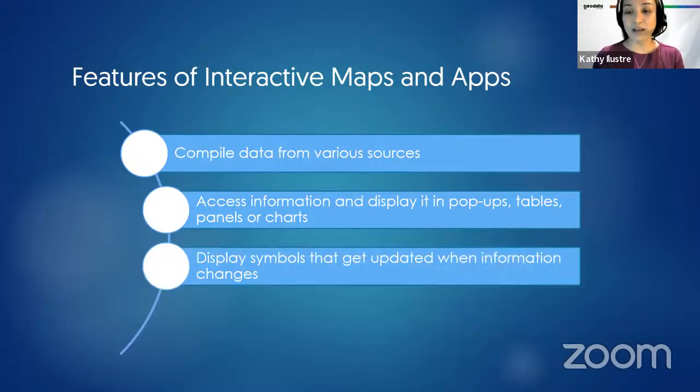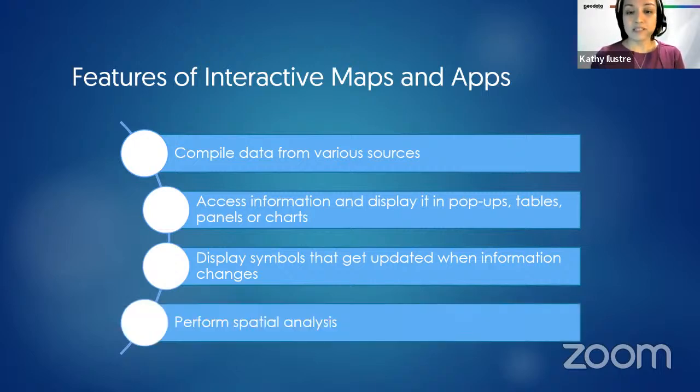An interactive map or app displays symbols that get updated when information changes. The creator of the map can choose to show just the location of the object or event, or include an attribute to symbolize the point, line, or polygon on the map. When an attribute value used to symbolize the data on the map is changed, the symbol also changes to reflect the updated attribute value. For instance, with a land use map, when the attribute value of a polygon is changed from residential to built up area, the symbol on the map also changes from a yellow color to a red one.